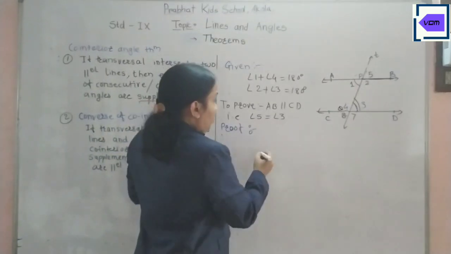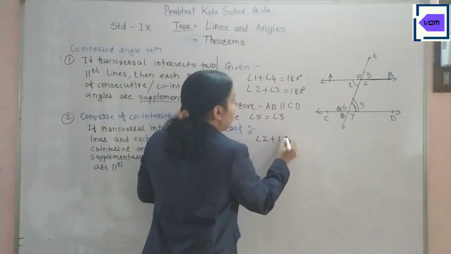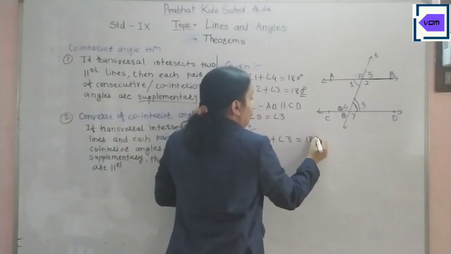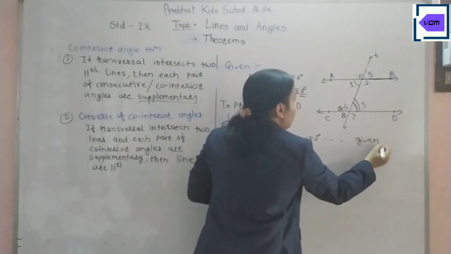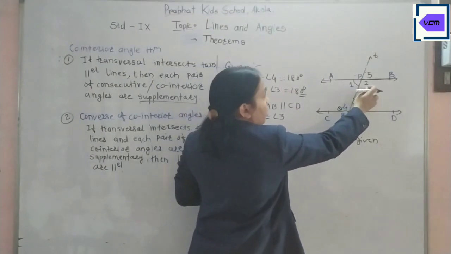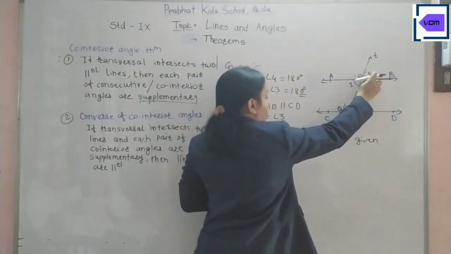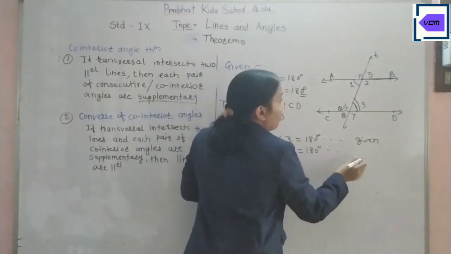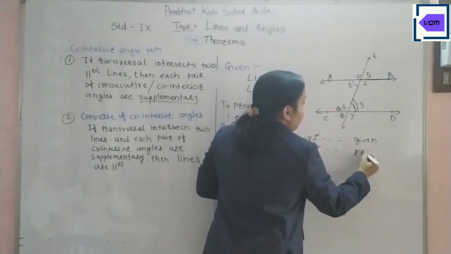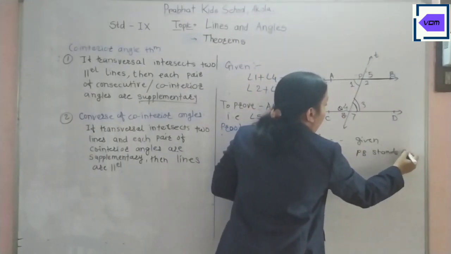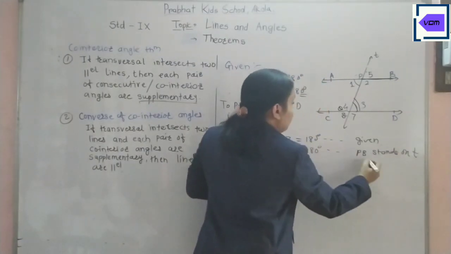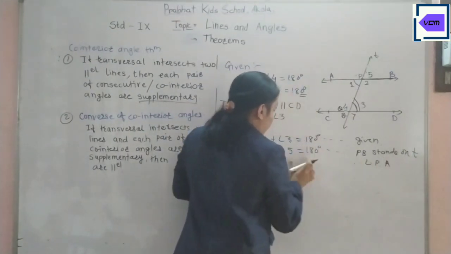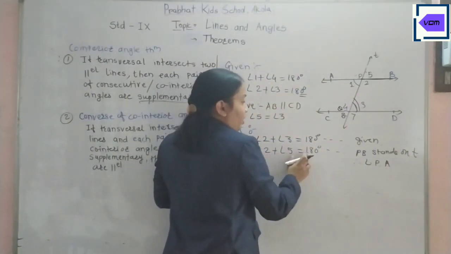Now prove. You are given angle 2 plus angle 3, I am calling this equation 5, equal to 180 degrees. Why? It is given to you. Now also, if you observe, angle 2 plus angle 5 is equal to 180 degrees. Why? Because ray PB stands on T. Therefore, these are forming a linear pair, and by the linear pair axiom, angle 2 plus angle 5 is equal to 180.